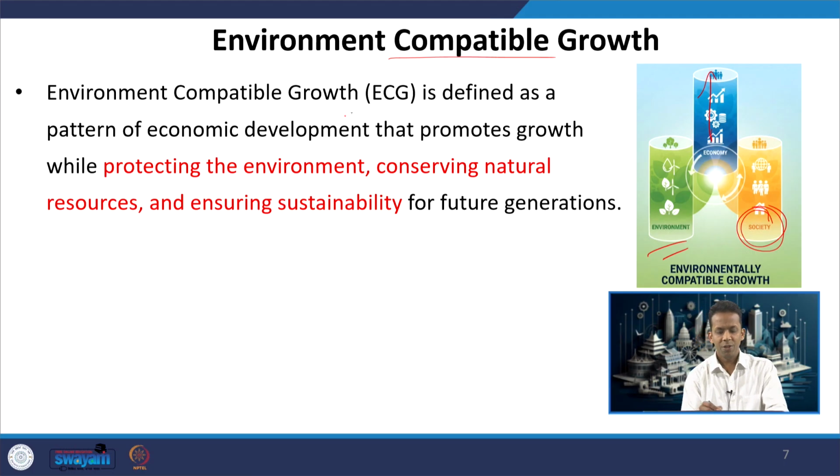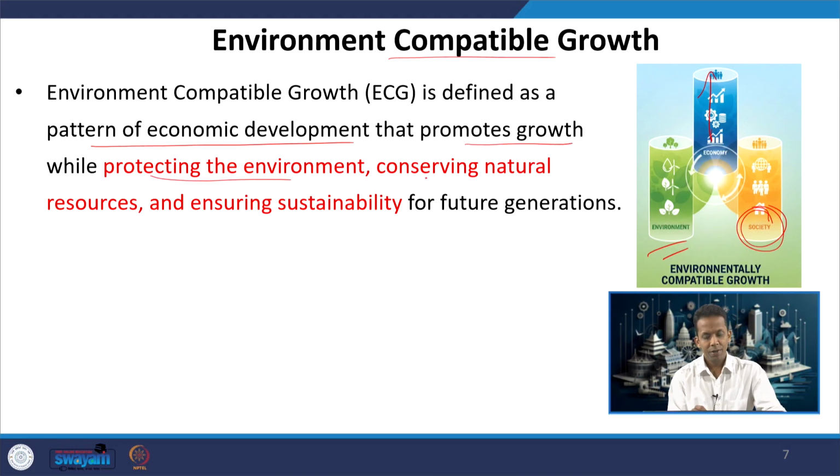So, ECG, environment compatible growth, is defined as a pattern of economic development that promotes growth while protecting the environment, conserving natural resources and ensuring sustainability for future generations. So, the economic growth should be in such a way that the environment is protected, the natural resources are conserved and sustainability is ensured for future generations.